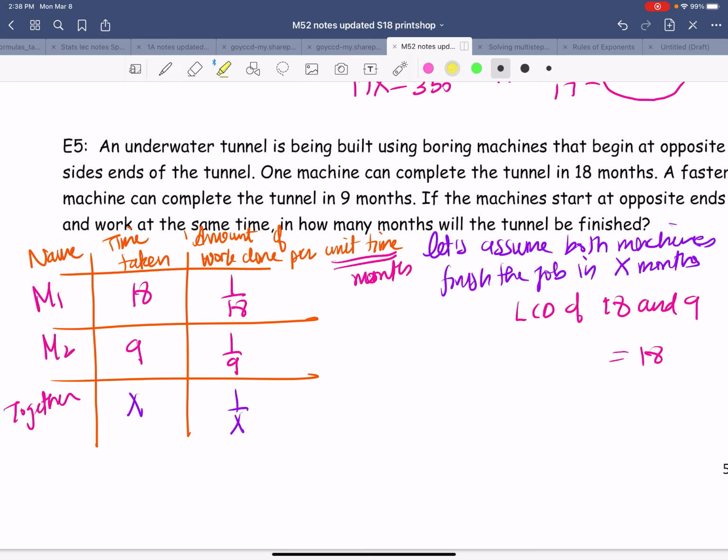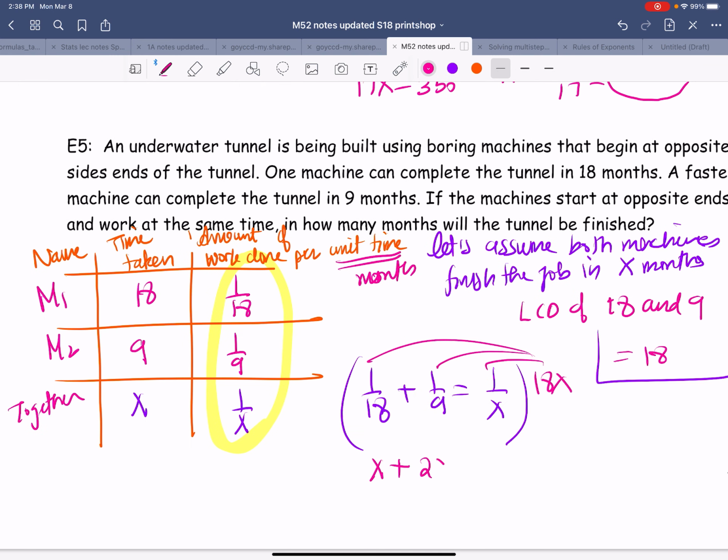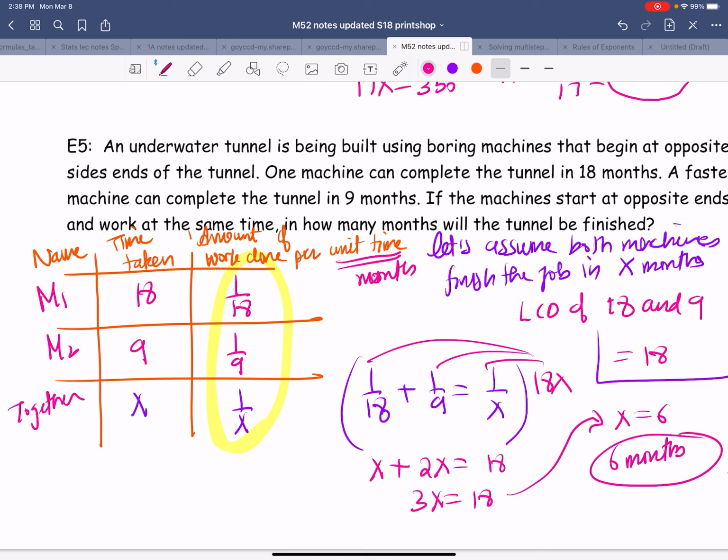Now this last part is where we will get our equation from. Machine 1's rate plus machine 2's rate equals 1 over x. Now the LCD here, we're going to solve this rational equation. The LCD will be 18x. So I'm going to distribute 18x on both sides, and I'll be left with x plus 2x equals 18. 3x equals 18, and that leaves me with x equals 6. So 6 months is what it would take if both machines are working at the same time.